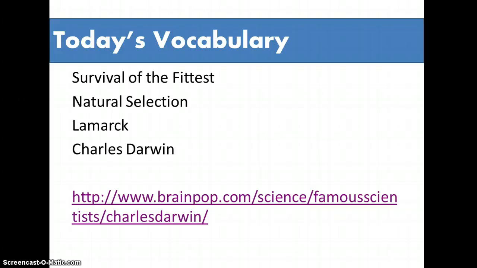Well, in order to answer that question, we have to make sure that we're familiar with our vocabulary for today. One of the phrases that you'll need to know is survival of the fittest, natural selection, a scientist by the name of Lamarck, and Charles Darwin. Here in class we stop to watch the Brain Pop video on Charles Darwin, and if you'd like to do that, you can do that now.